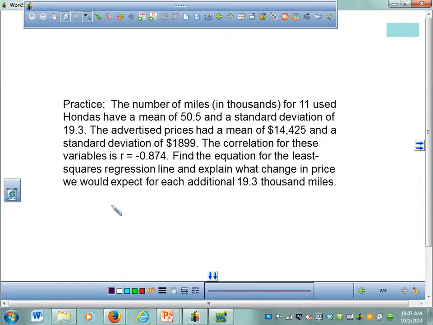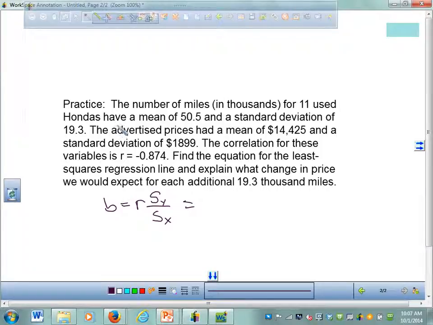So B equals R times the standard deviation in y over the standard deviation in x. So you just plug that in, and R is negative 0.874. And if they give you a bunch of data, that would be nice, but the reason they're not giving you a bunch of data is because if you had a bunch of data, then you could just plug all that data into your calculator and find the least squares regression line. This way they want you to use the definition of where the slope came from and where the y-intercept came from. So R is negative 0.874.